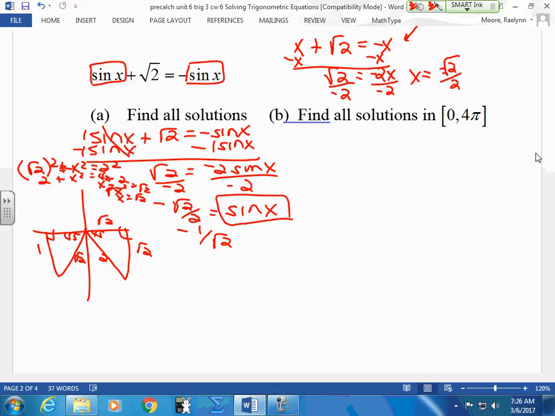Okay, so now, how many times does 45 go into 180? 4 times. So this is 4 pi over 4. Doubled, 8 pi over 4. So in my realm of 2 pi, how do I name this angle?